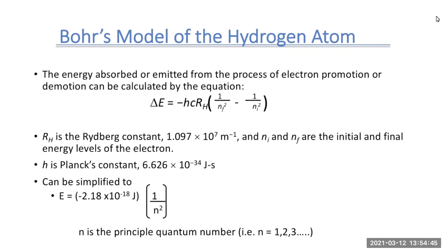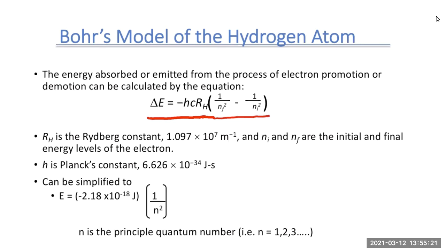So I'm sure your next question is, how can we calculate this energy? How much energy does the electron actually have to absorb to go from n equals 1 up to n equals 2? Glad you asked that question. So for us, we can use delta E equals negative h times c times R_H, and all of that is multiplied by 1 over n final squared minus 1 over n initial squared.